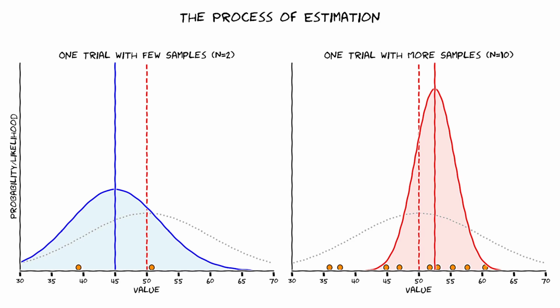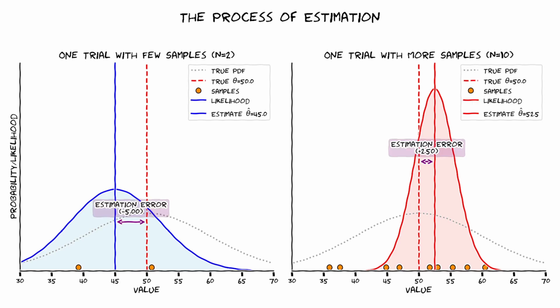For the case with only 2 samples, the likelihood is broad and the estimate is quite far from the true value. For the case with 10 samples, the likelihood is much sharper, and the estimate is much closer to the truth. We can explicitly mark the estimation error for this single trial.